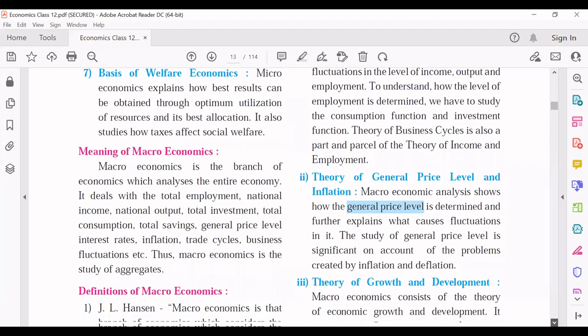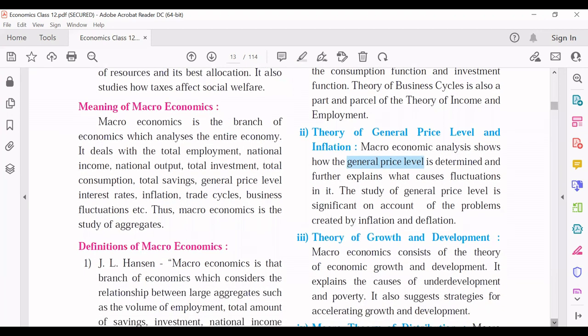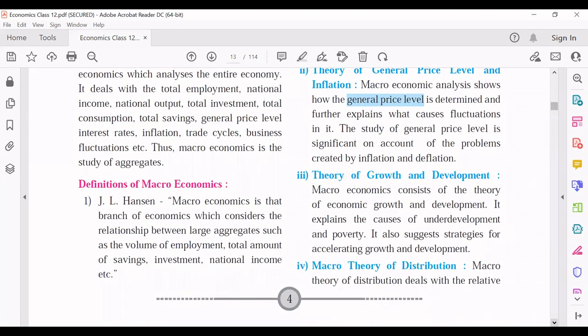Now let's see the definition. What does J.L. Hansen say? J.L. Hansen says that macroeconomics is a branch of economics which considers the relationship between large aggregates such as volume of employment, total amount of savings, investments, national income, etc.